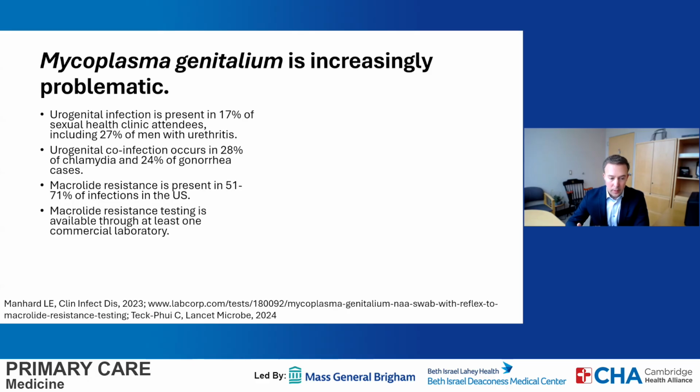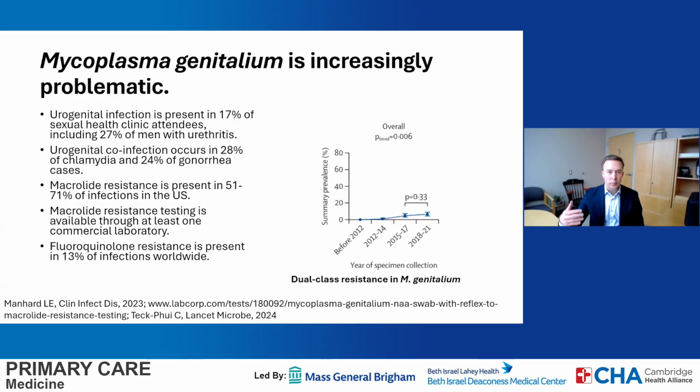We do, though, now have the ability to obtain this test commercially. And if you can't use a macrolide, the other first-line option is to give doxycycline followed by moxifloxacin, but fluoroquinolone resistance is present in an increasing number of infections worldwide, and we're also now seeing dual-class resistance, where M. genitalium is resistant to both azithromycin and to moxifloxacin. That's still uncommon, but as you can see in this figure on the right side, it has been increasing in prevalence around the world.